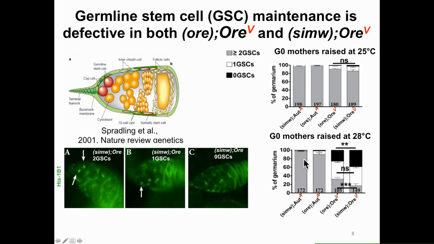The gray bar shows you the germline stem cell maintenance is normal, and the white and black bars show you defective germline stem cell maintenance, indicated by loss of germline stem cells. You can tell that under non-permissive temperature, we have a very high frequency of loss of germline stem cells. However, this is also true in our compatible organelle strain, although this phenotype was enhanced in the incompatible strain.